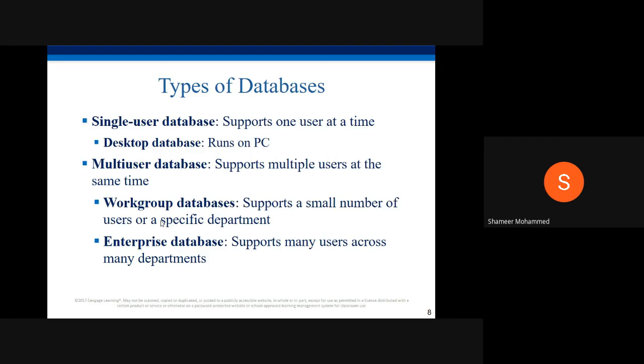So there are groups of users, students, or department people. The IT department can only access the labs of the LRC building. Biotechnology department students or staff can access only the labs of biotechnology. Our communication students can only access the labs of the communication studio. This is known as workgroup. Workgroup supports a small number of users or a specific department, which comes under the multi-user database.